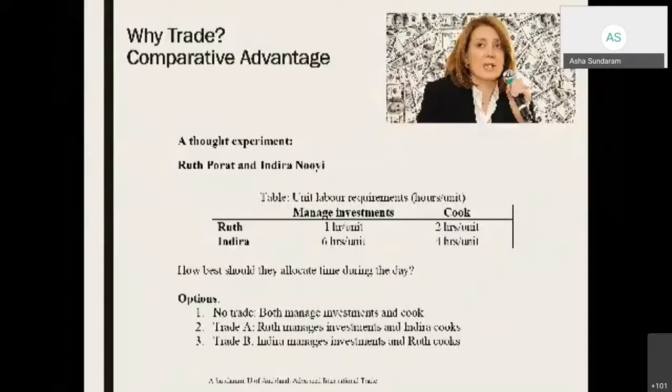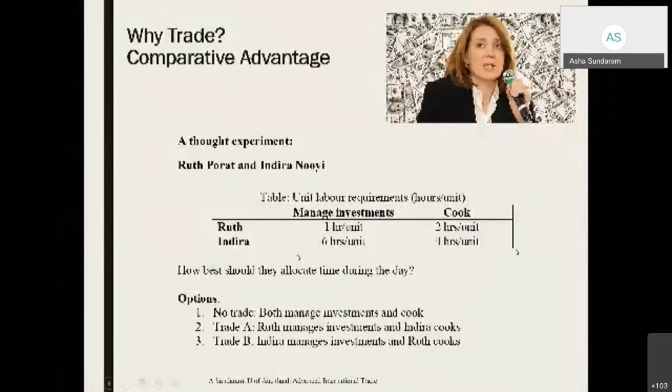Now, what is a unit labor requirement? A unit labor requirement is how many hours it takes for someone to perform a particular task or to produce a particular commodity. So it's the hours per unit. In a sense, it gives you what productivity is. If you look at this table, there are two tasks, managing investments and cooking. Ruth and Indira have different unit labor requirements for these tasks. So these numbers tell you how many hours Ruth needs to manage investments per unit and how many hours she needs to cook per unit, right?